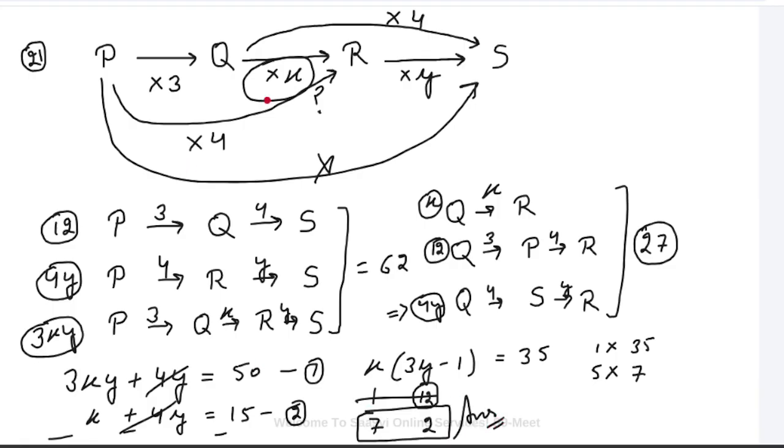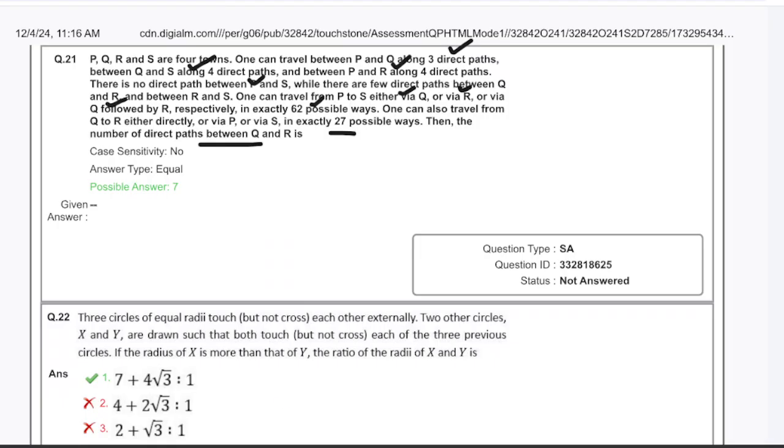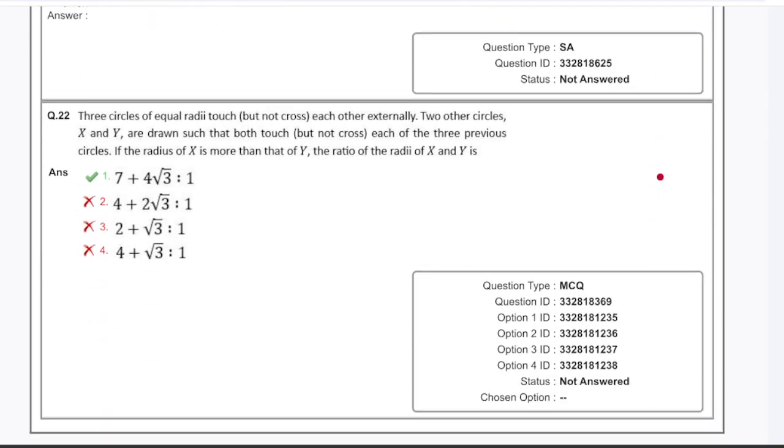This should be the answer to me. They have asked about Q to R, which is X. So X, that means we have 7 paths on this route. So that is my answer. That's the possible answer we have. The last question of slot 2, question number 12, 22.